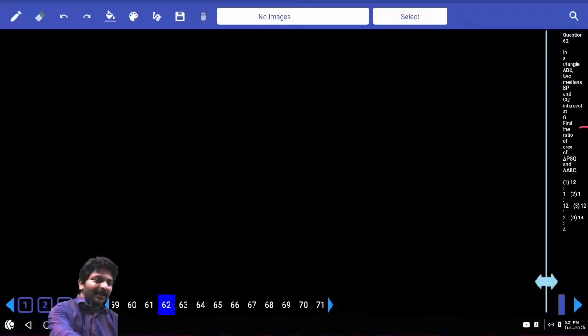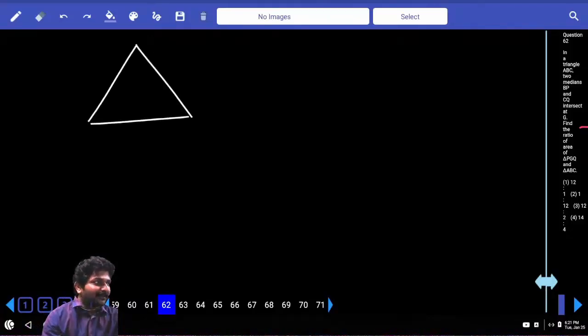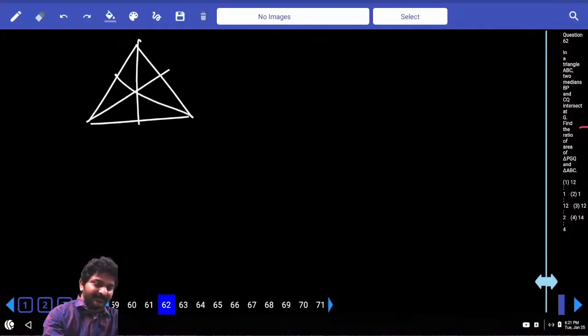Right. To know this, you must first know one more thing. Triangle, medians. How many smaller triangles are made? 6. And all 6 will have equal area. So each triangle area becomes 1/6 of the larger triangle, the parent triangle.